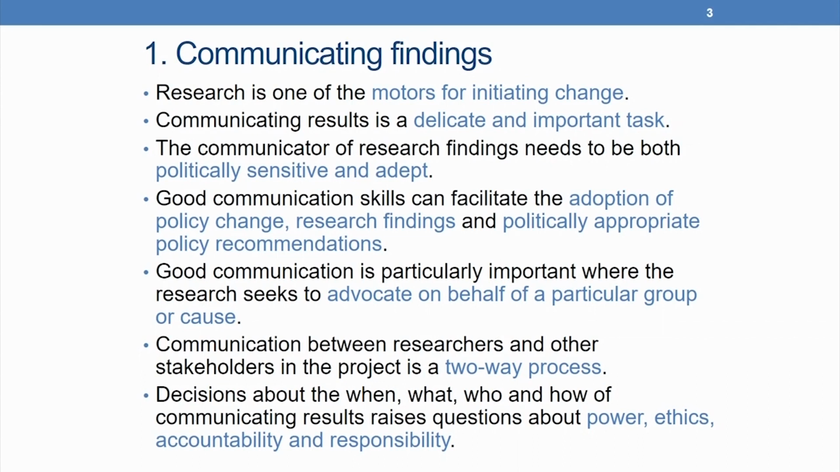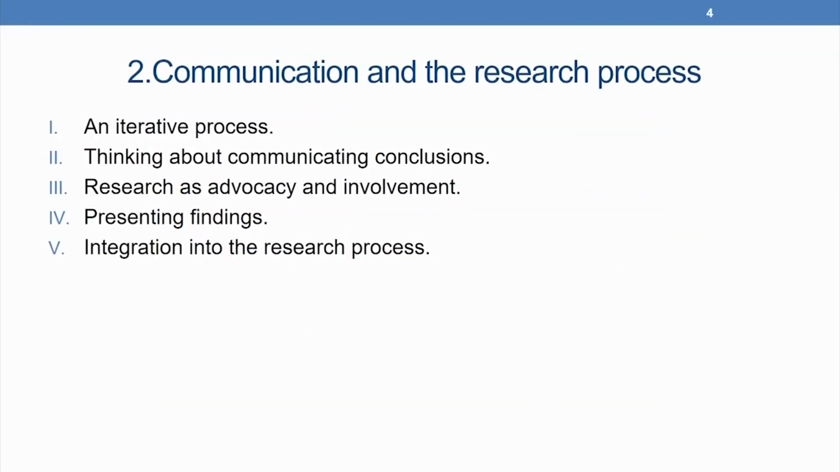Communication between researchers and other stakeholders in the project is a two-way process. It goes back and forth, and as we will see next, it is an iterative process. Decisions about the when, what, who and how of communicating results raise questions about power, ethics, accountability and responsibility. So, what are the different kinds of processes that are a part of communication in the research process? There can be many, however, based upon the literature I have studied on communicating results, I would like to summarize them under five.